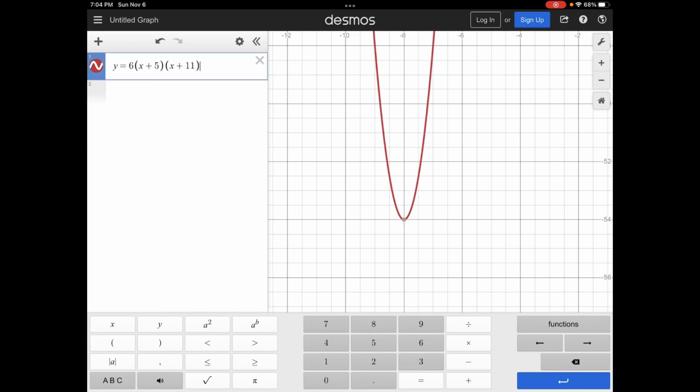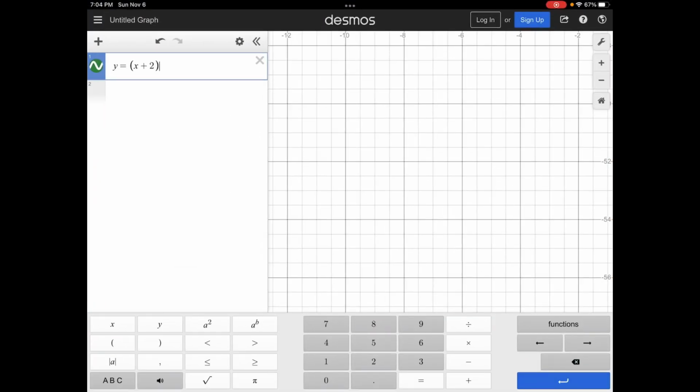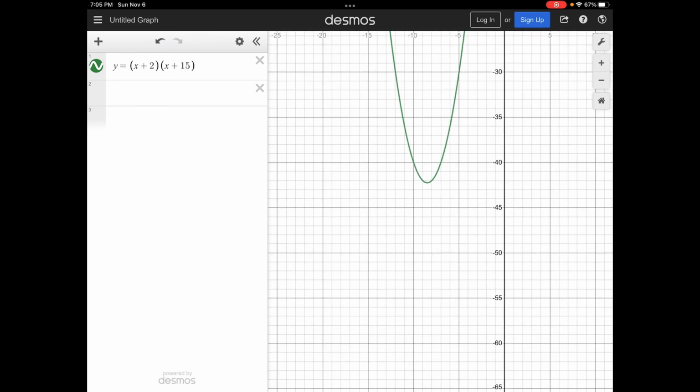So we can verify that by typing it in. Y equals, I don't think we even, yeah, I guess we do need that. What did we have? X minus 2, no, x plus 2. And then we had, what was the other one? X plus 15. And enter, and we'll zoom out to find it.